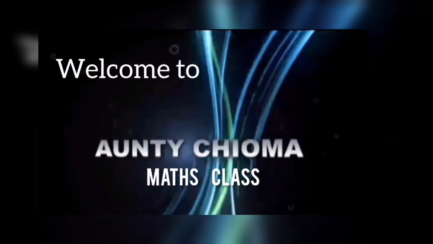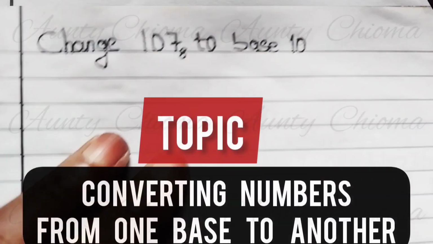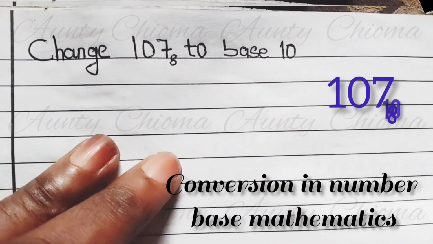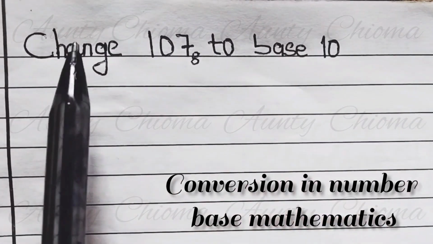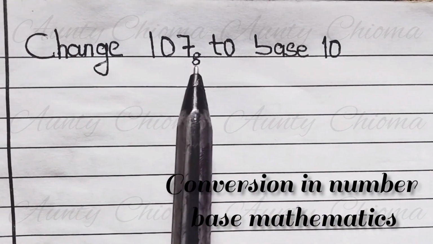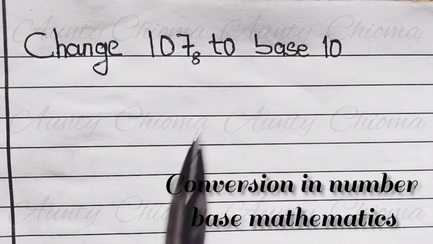Today, I'll teach you how to convert numbers from a smaller base, for example base 8, to a bigger base, base 10. The question is: change 107 in base 8 to a base 10 number.